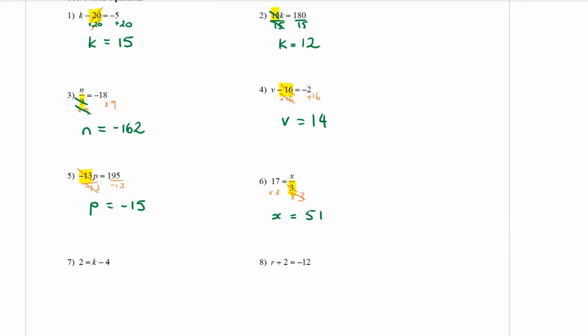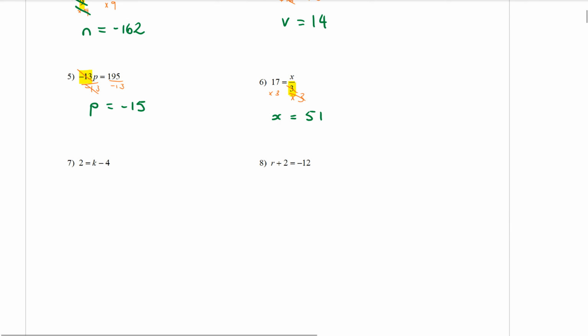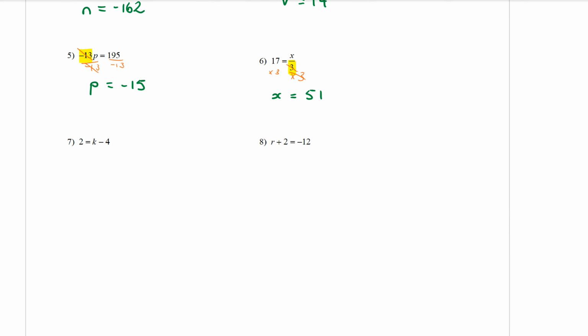Yes. Great. Question 7. 2 equals k minus 4. So there's the k, so the minus 4 is what has to move. So the opposite is to plus 4 to get rid of that. Again, because the k is on the right, let's do a switch. K is going to come over to the left side. And the 2 plus the 4 makes 6 for the answer.